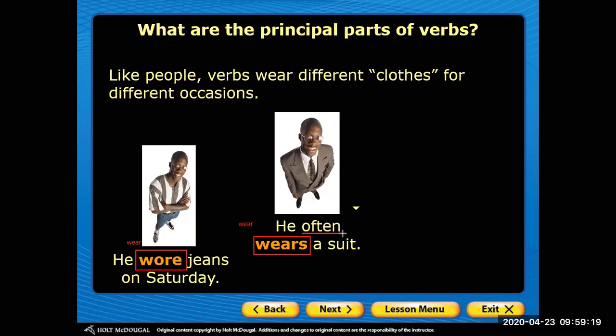غالبا. Yeah, very good. So you are talking about generally repeated actions here. You are talking about an action, wearing a suit, which is repeated. You're not talking about now, you're not talking about yesterday, you're not talking about the future. You're talking about something that is often repeated. So what do we call this? We call this present.